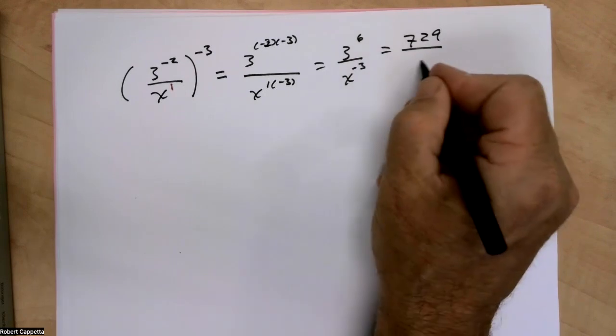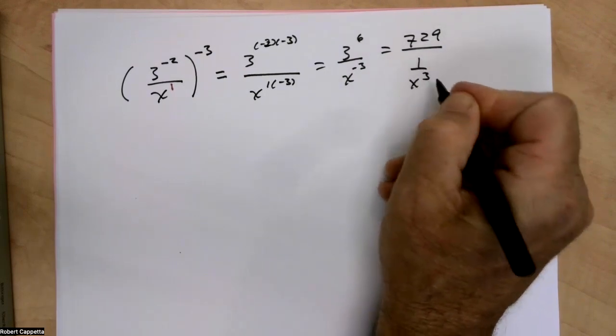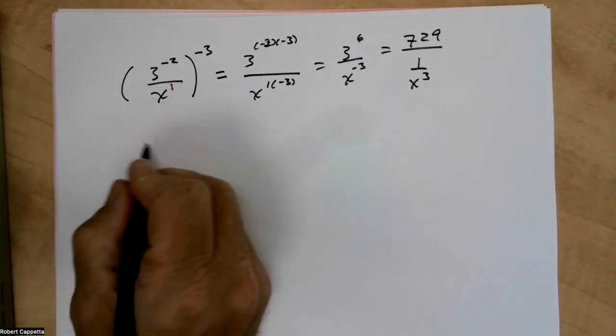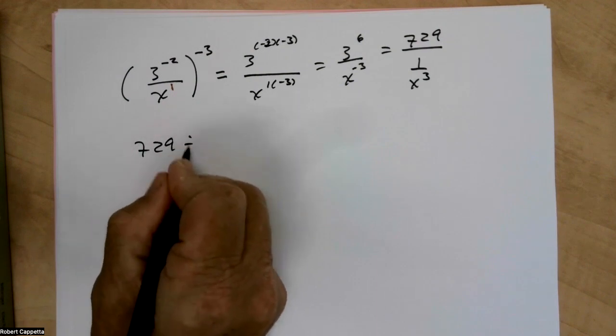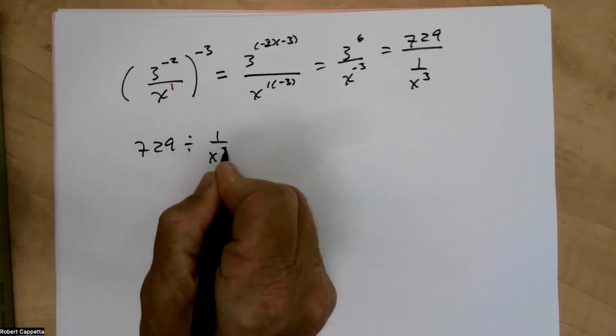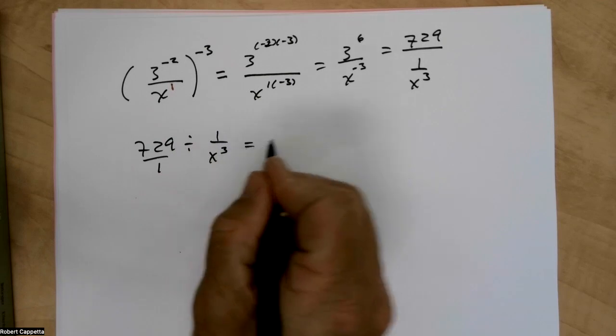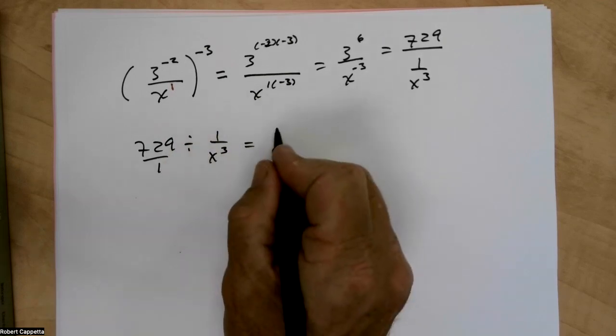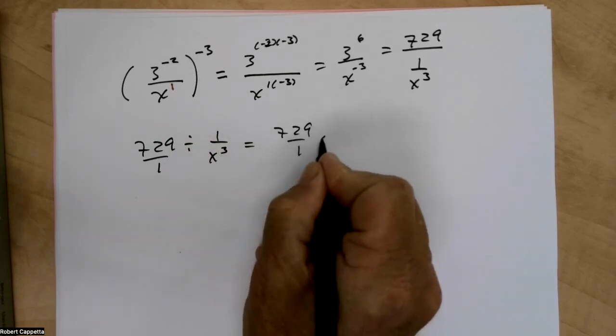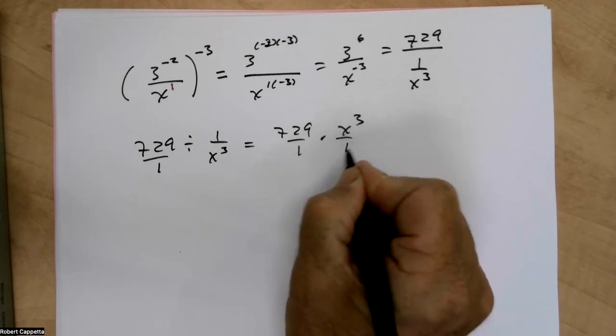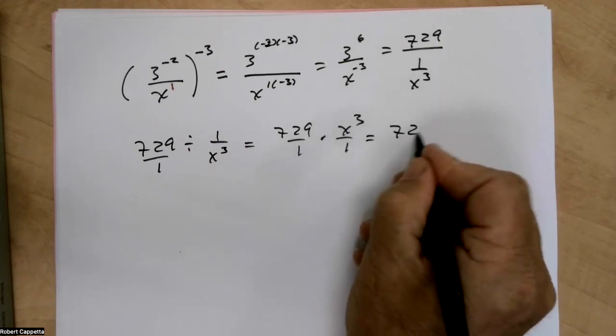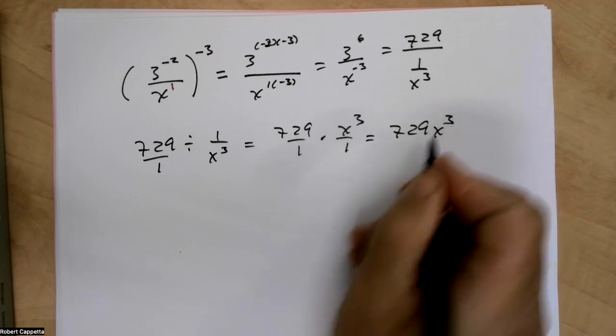On the bottom, x to the negative 3 means 1 over x to the 3rd. So let's not forget that this means 729 divided by 1 over x to the third. If we're dividing fractions, 729 over 1 times x to the third over 1, and I get 729 x to the third.